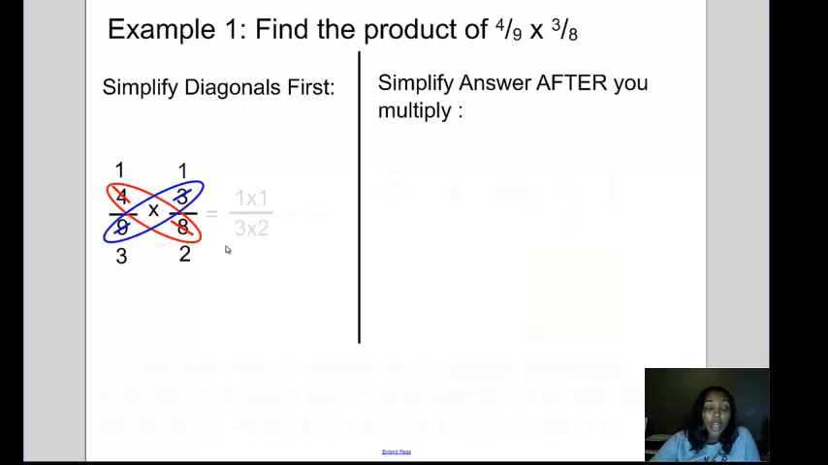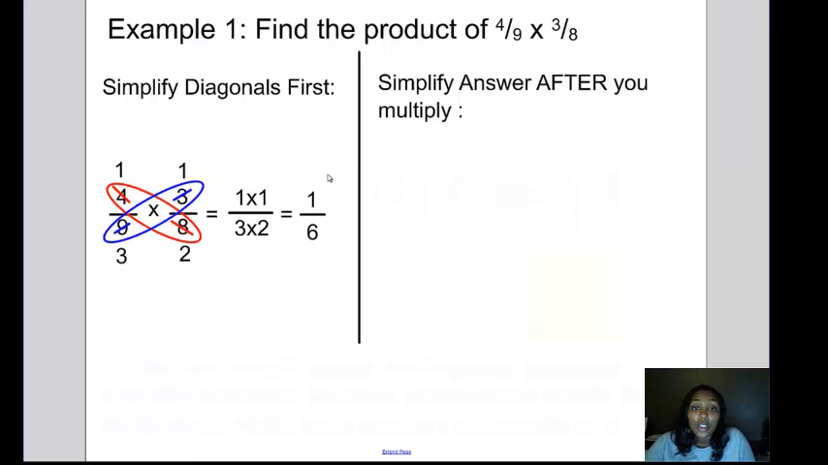So then after that, I'm going to do top times top over bottom times bottom. Now my two top numbers are 1 and 1, and my two bottom numbers are 3 and 2. And that gives me a final answer of 1/6. And again, I need to check to see if my answer is in its simplest form.